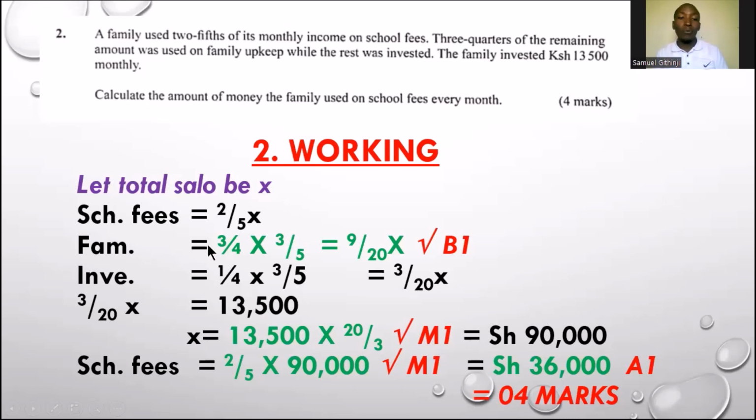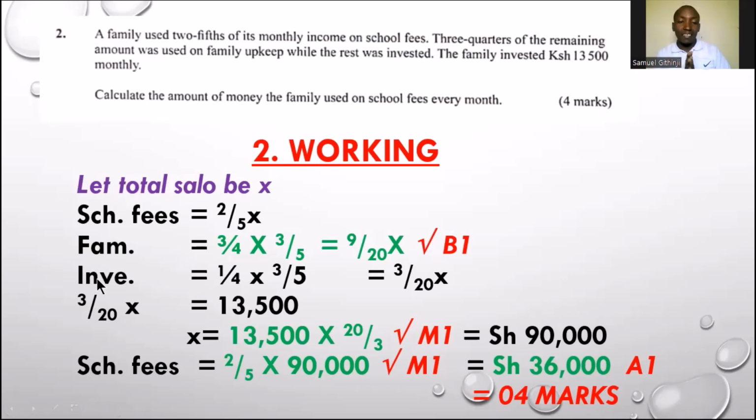Then we go ahead to work out the 3/4 of the remaining. If 2/5 was used on school fees, then it means 3/5 is the remaining portion. So 3/4 of the remaining, you can see that is 9/20 x of the original x. You can decide to use x or just leave it as a fraction. And that's where the student earns the first bonus mark.